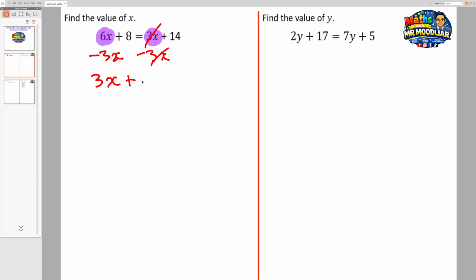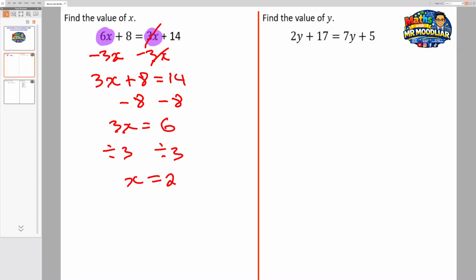And then from here, it's just your two-step linear equations. Everyone knows what to do with this one now, so I'm just going to go through it. Take away 8 both sides. We have 3x is equal to 14 take away 8, which is going to give you 6. Divided by 3, divided by 3, x must be 2. And that's how you do it. So your step number one, we are going to identify the smallest value of x.